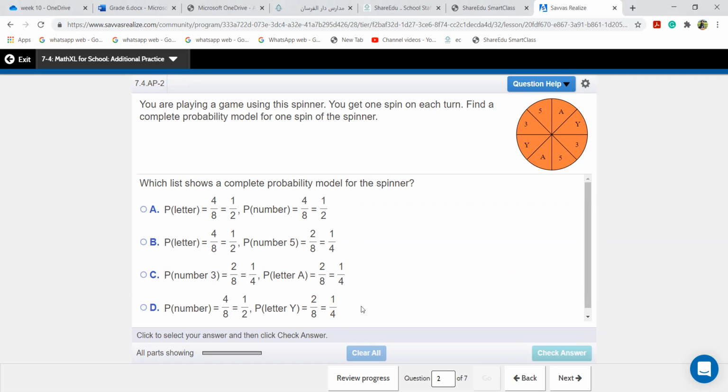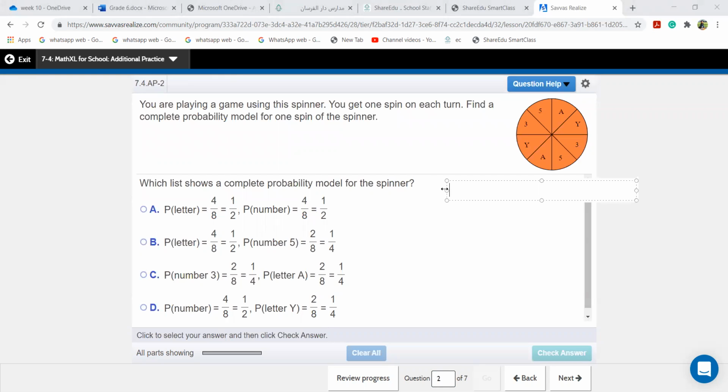You are playing a game using the spinner. You get 1 spin on each turn. Find the complete probability model for 1 spin of the spinner. Okay, complete probability means all. First of all, write down here what all are there in the spin.